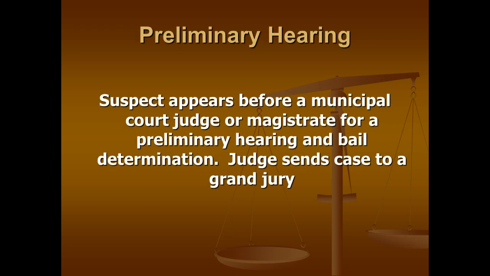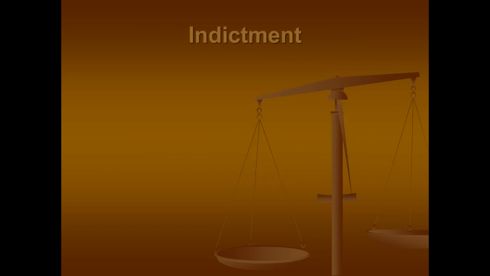Then you go to a preliminary hearing. This is where the suspect appears before a municipal court judge or a magistrate, depending on what district you're in. Usually in North Carolina, you're in front of a district court judge. And bail is determined. The judge then sends the case to a grand jury, or possibly to a judge. And we'll talk about that in just a second.